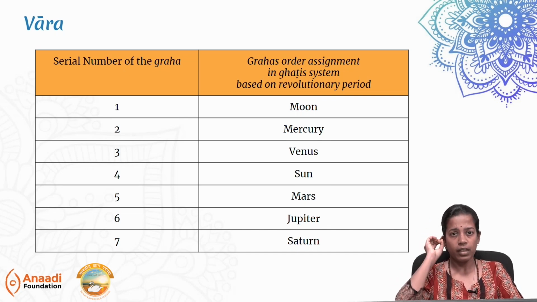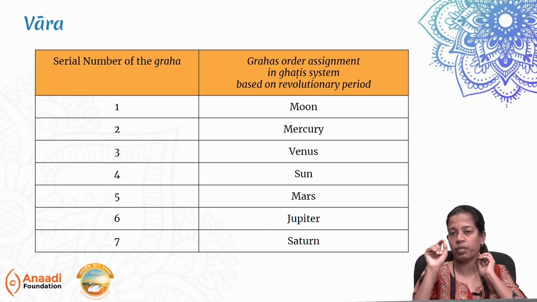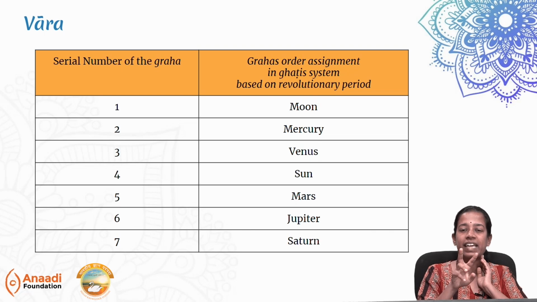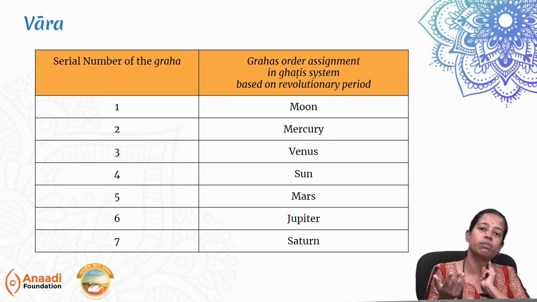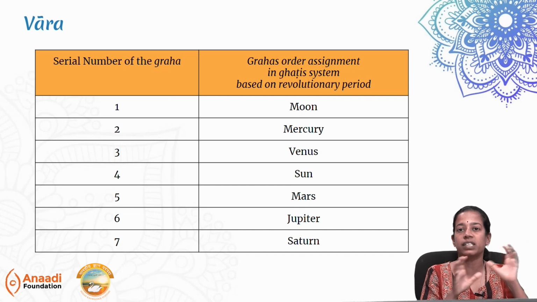So, 1 to 7 is named here, right? First Gati on a Monday will belong to Somavara, will belong to moon. Second 24 minutes is Mercury, third 24 is Venus, fourth 24 is Sun, fifth 24 is Mars, sixth 24 minutes is Jupiter, seventh 24 minutes is Saturn. So, 7 parts of the 60 parts is over.